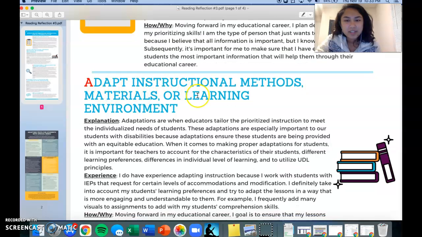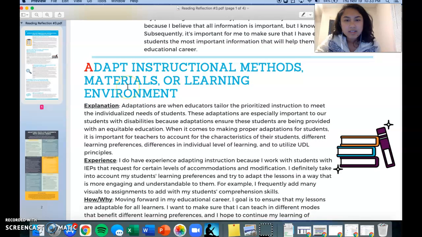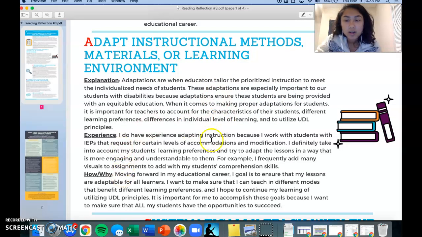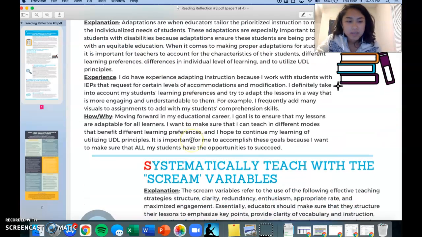The A is adapt instructional materials, methods, or learning environments. Sorry, kind of late at night. So pretty much here, being able to incorporate adaptations into curriculum when necessary. These tailor the prioritized instruction to meet the individualized needs of students. As we've learned in all the readings this week, these adaptations are really important in order to provide an equitable education for our students with disabilities and our other students as well. Really, all students can always benefit from some form of adaptation.